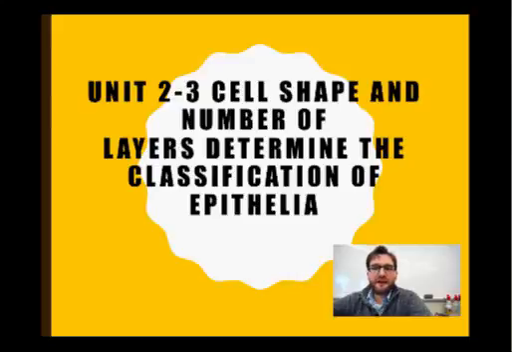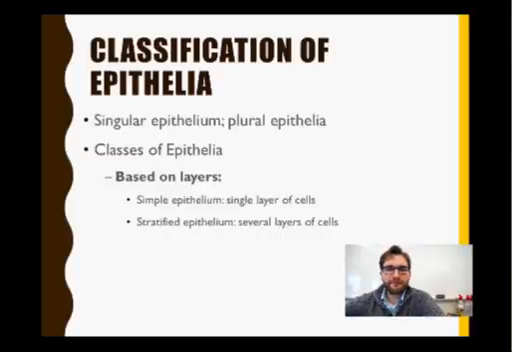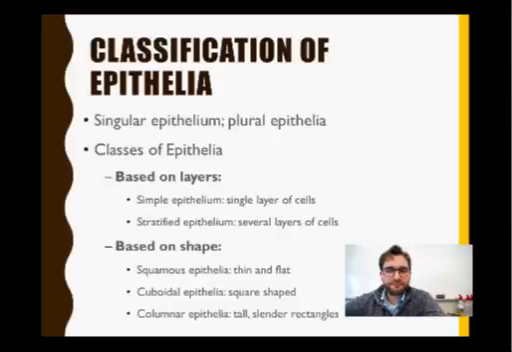In order to classify epithelial cells, we need to look at the shape and the number of layers. There are two types of epithelium, singular epithelium and plural epithelia. Our classes of epithelia include simple epithelium, and these are single layers of cells, and stratified epithelium, which are several layers of cells. We also categorize based on shape.